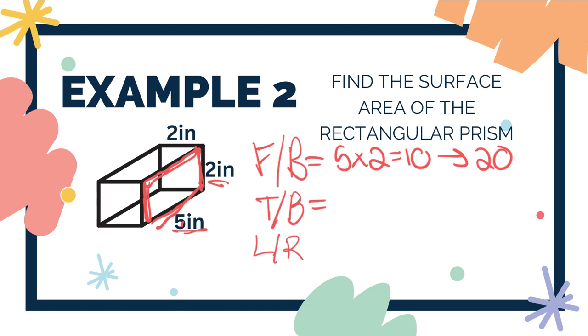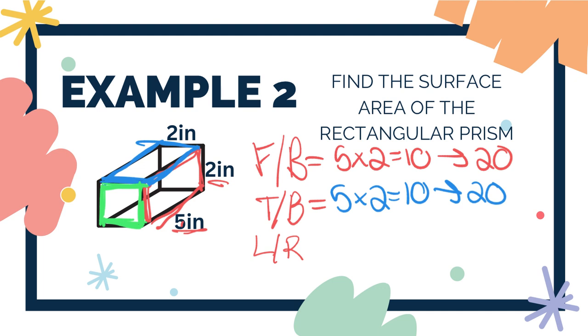For the top and the bottom, we have this. So here's the top. I'm going to shade it in blue. So the top is also a 5 by 2. So again, we would do 5 times 2, which is 10. And when we double it, since top and bottom are the same, we get 20. And lastly, we have the left and the right.